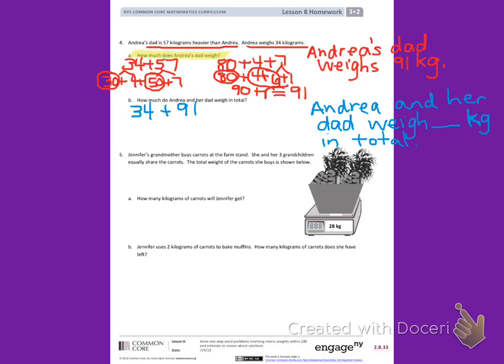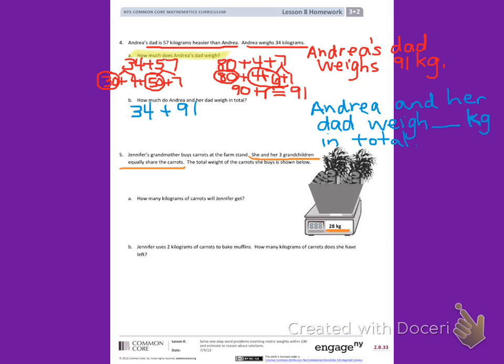Item 5 says Jennifer's grandmother buys carrots at the farm stand. She and her 3 grandchildren equally share the carrots. The total weight of the carrots she buys is shown below. Item A. How many kilograms of carrots will Jennifer get? Well, I better underline the important information. Jennifer's grandmother buys carrots at the farm stand? Nope, that's not super important. She and her 3 grandchildren equally share the carrots. That's important. And then this is the total weight here, and that's important.